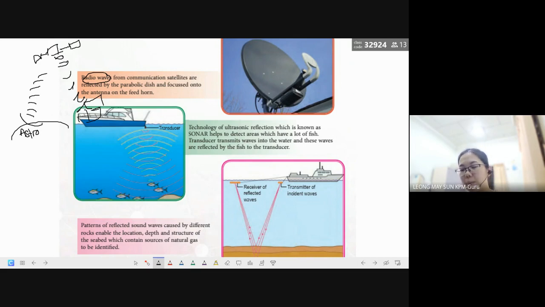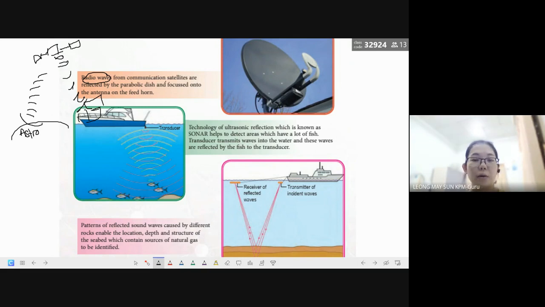In the last subtopic, we will learn about electromagnetic wave. All right, so for sonogram, to detect fetus, they actually use ultrasound wave. For telecommunication, we use radio waves.